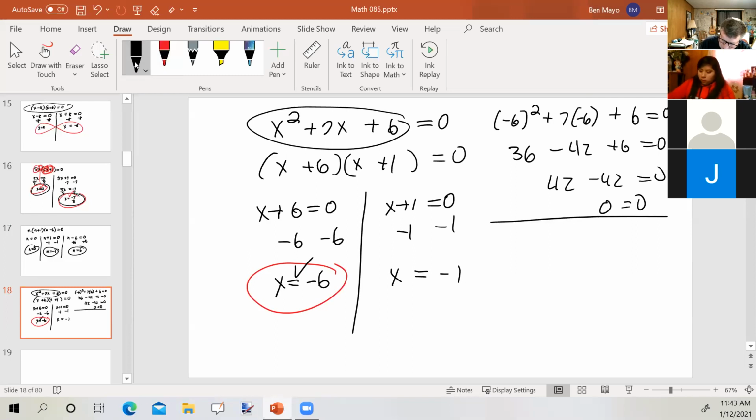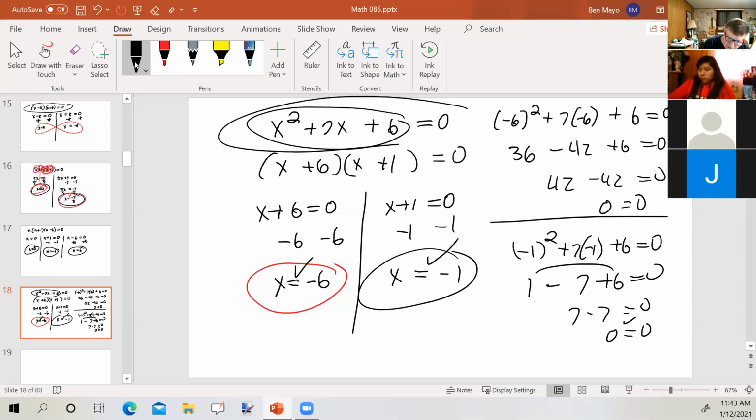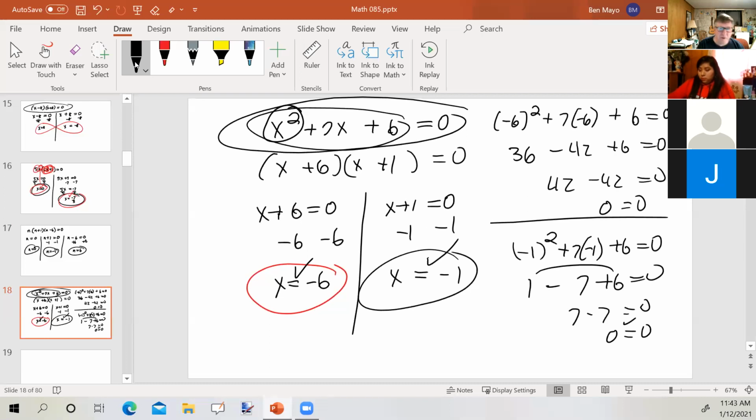Let's go back and let's check this solution. That would be (-1) squared + 7 times (-1) + 6 = 0. (-1) squared, -1 times -1 is positive 1. Minus 7 plus 6 is 0. 7 minus 7 is 0. 0 equals 0. So again, the solution checks. This equation is a second degree equation, and it has 2 solutions.